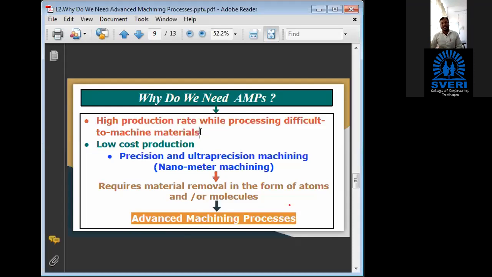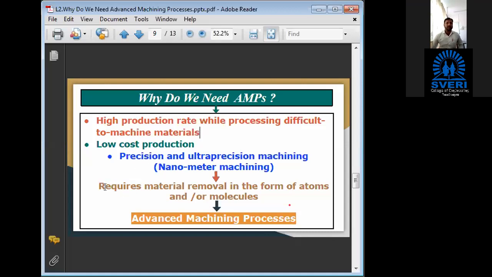So precision and ultra precision machining, or nano level machining, are the requirement of today's sophisticated high tech industries, which cannot be fulfilled with the help of our conventional or traditional machining processes. So we have to go for precision and ultra precision machining processes, the advanced machining processes.